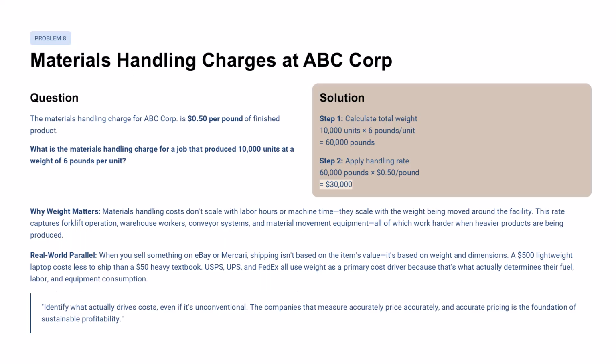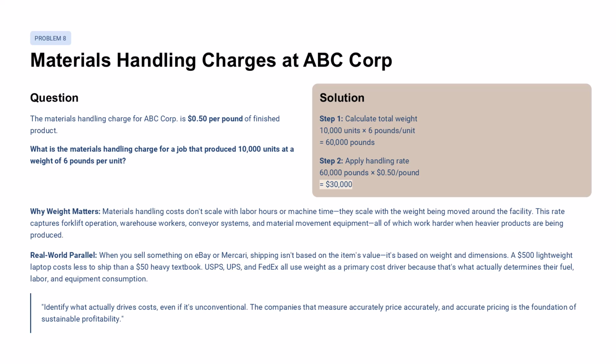Problem 8. Materials handling charges at ABC Corp. Handling the heavy lifting. Question. The materials handling charge for ABC Corp. is 50 cents per pound of finished product. What is the materials handling charge for a job that produced 10,000 units at a weight of 6 pounds per unit? Answer. Materials handling charge equals $30,000.